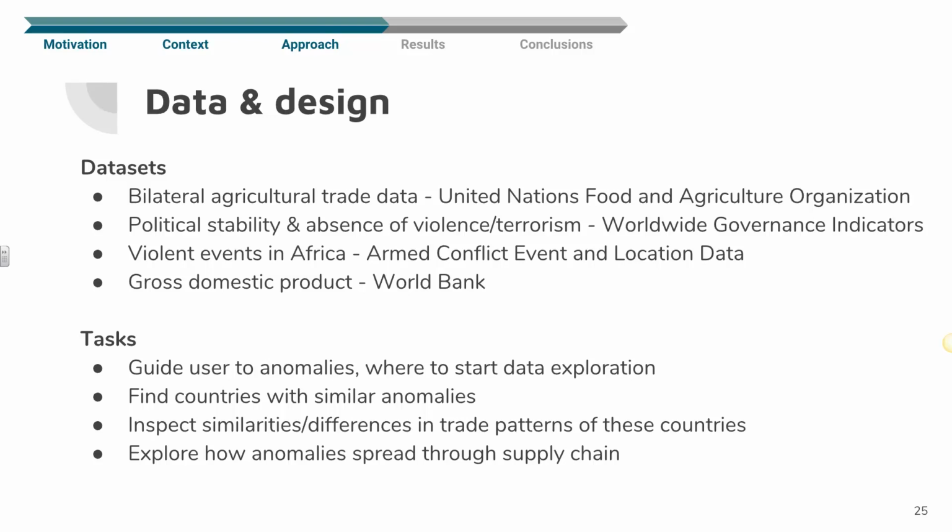They identified some tasks. They wanted to be able to guide their users to anomalies, tell them where to start exploring the data, and then find countries that have some sort of similar anomaly or some response to that anomaly, and then be able to inspect how the trade patterns are similar or different between those countries. And then inspect how those anomalies might spread throughout the supply chain.